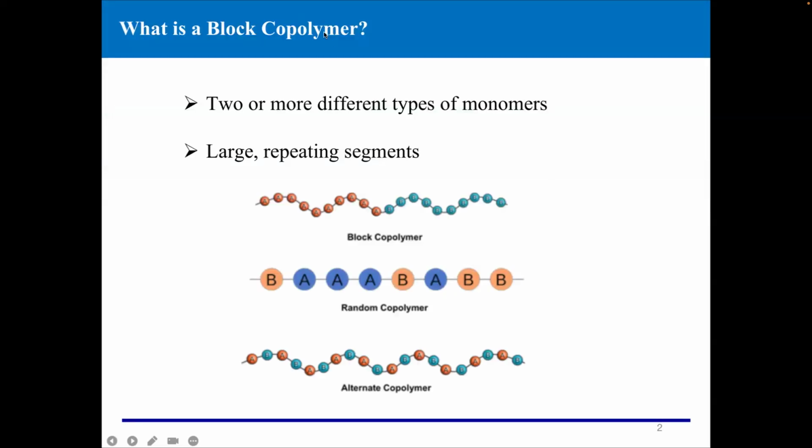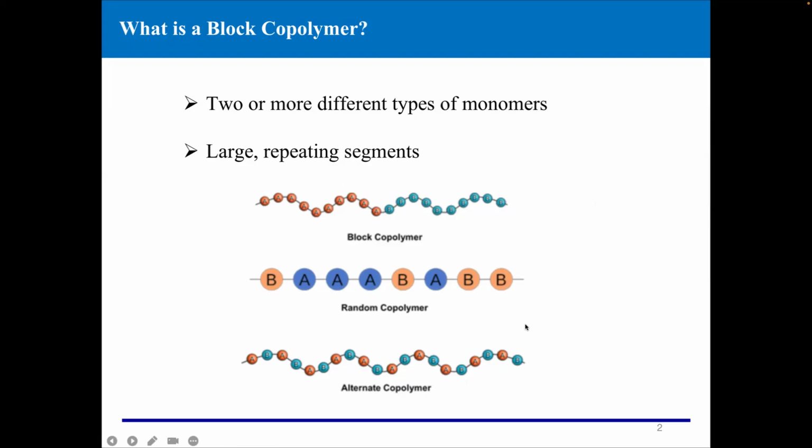You can say it's a copolymer, which means it has two or more different types of monomers. And what is a block? A block means this copolymer has very large repeating segments. You can see from this picture, the A segment, which is the A block, is followed by the B block, and this is a di-block copolymer. We may also have a tri-block copolymer, which means there will be a C block followed by the B block. So we can say it's very unique. It's different from the random copolymer and also the alternating copolymer.